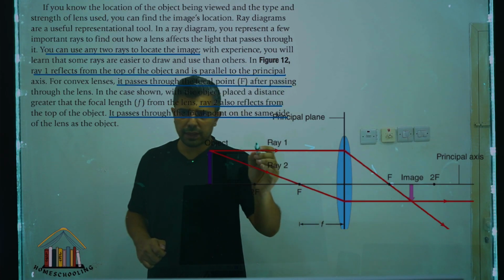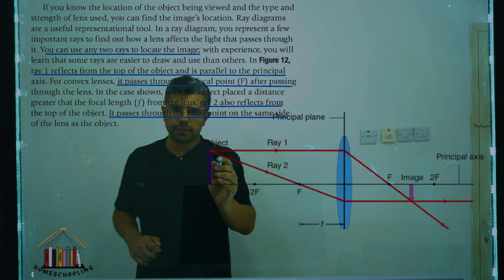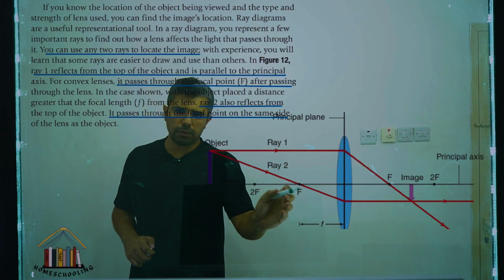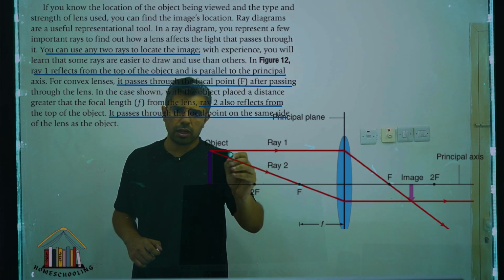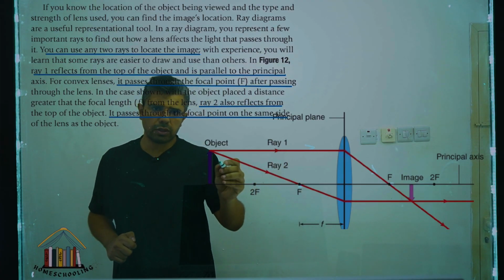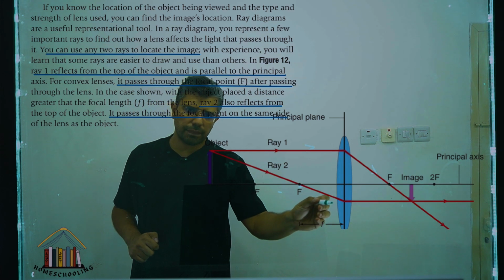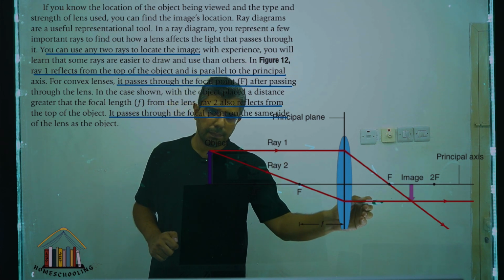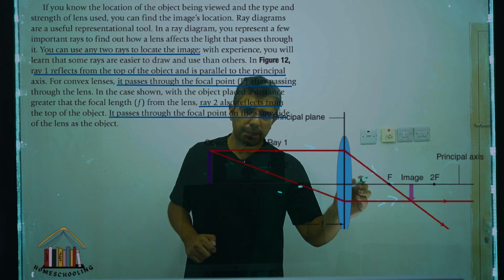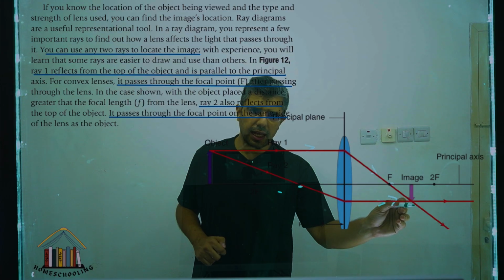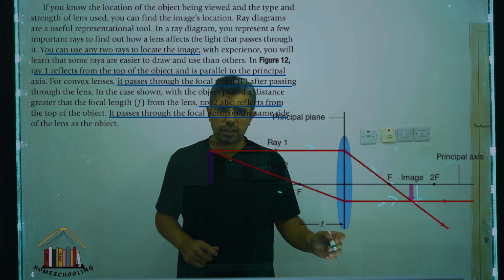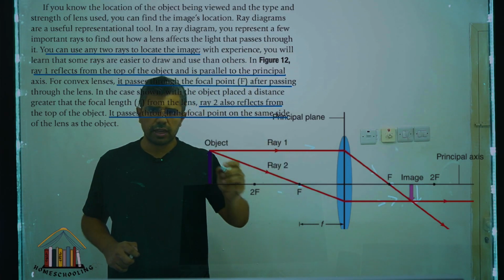That's for ray 1. What about ray 2? Ray 2 doesn't go parallel to the principal axis, it goes directly to the focal point, point F. So ray 1 goes parallel first and then to the focal point. However, ray 2 goes to the focal point, hits the lens, and then goes parallel. When these two lines, ray 1 and ray 2, meet, at this point we have the formation of the image. Again, I repeat, we have ray 1 and we have ray 2.